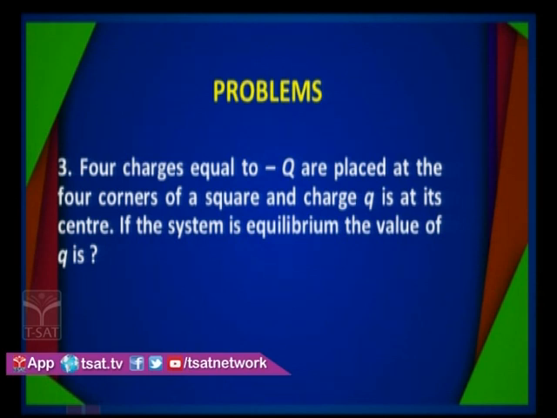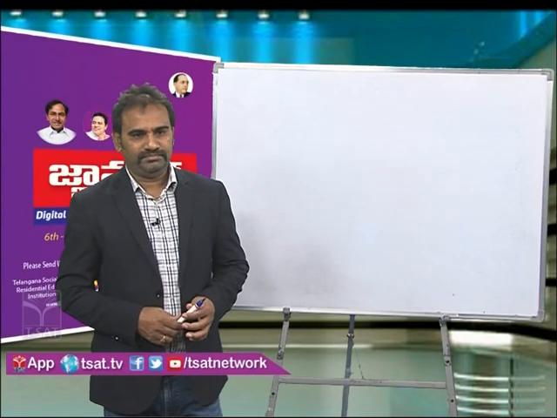So in this problem, what was given? 4 charges of equal magnitude minus q are placed at the 4 corners of a square, and another charge is placed at its center. If the whole system is in equilibrium condition, then what is the magnitude of the charge which is placed at the center of the square? We have to calculate the magnitude of the charge which is placed at the center.